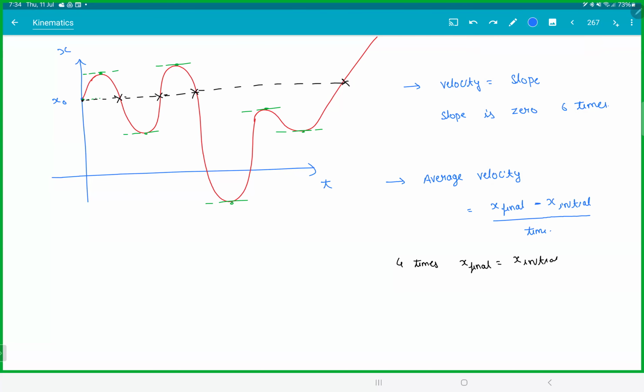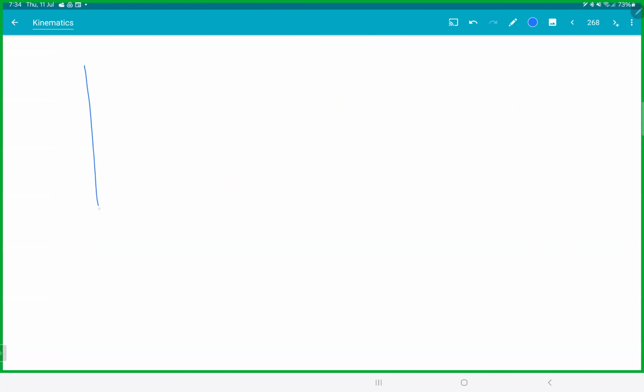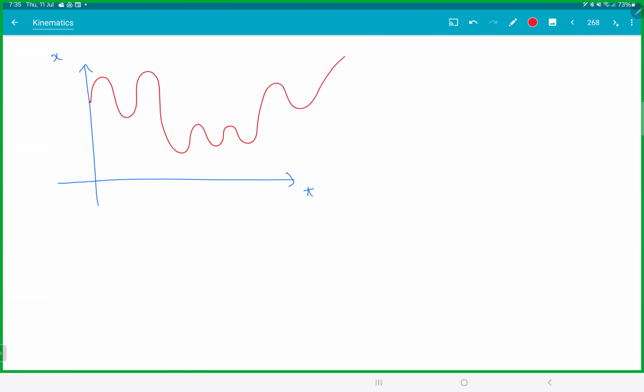And then, clear with this? Let's see one more like this. You just tell me the answer for this thing. Now, how many times velocity is 0? How many times average velocity is 0?